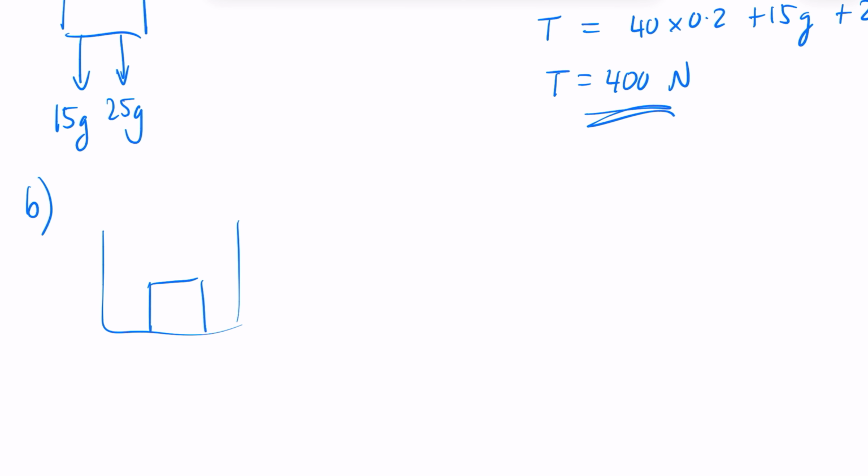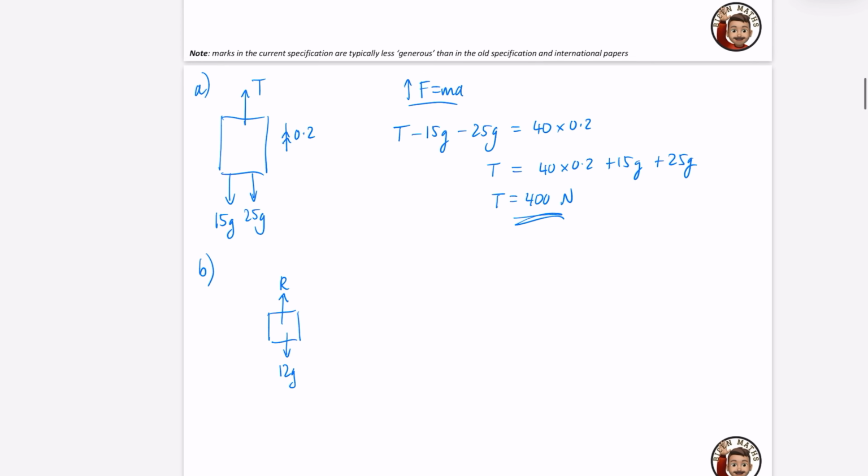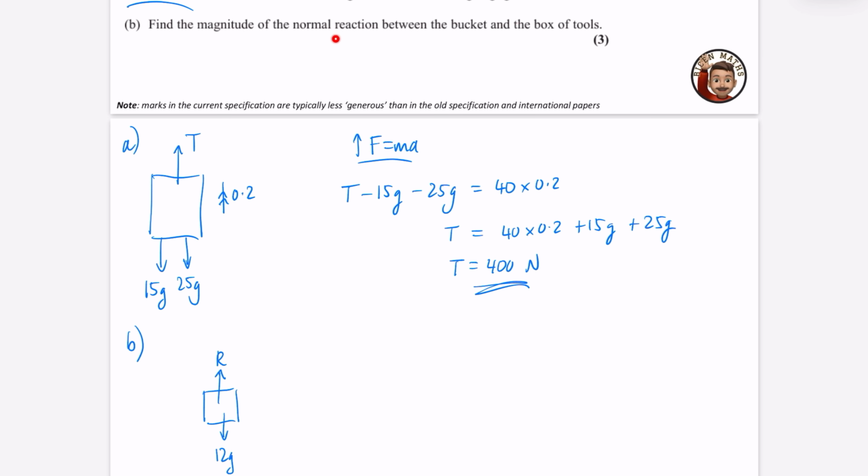In other words, the bucket is pushing onto the box of tools with a normal reaction. So I'm not even really thinking about the bucket's weight. I'm now just going to zoom in and think about what is going on to the box of tools that is being pushed on by the bucket. The box of tools has a weight of 12g. The bucket is pushing against it. That's the normal reaction that we're talking about right here.